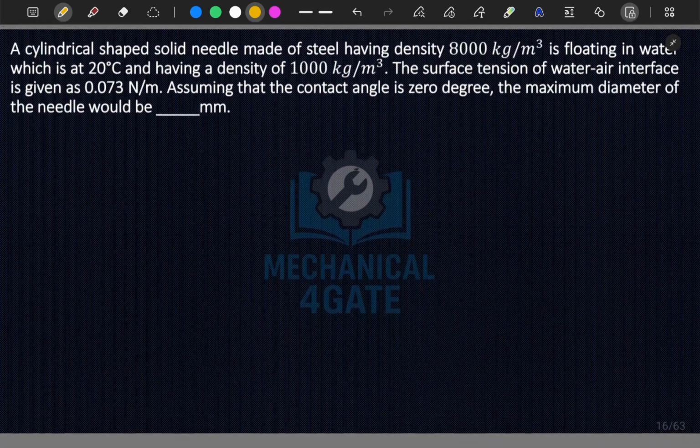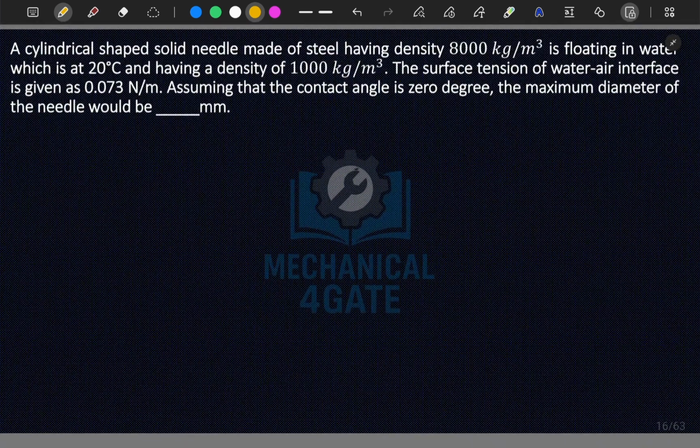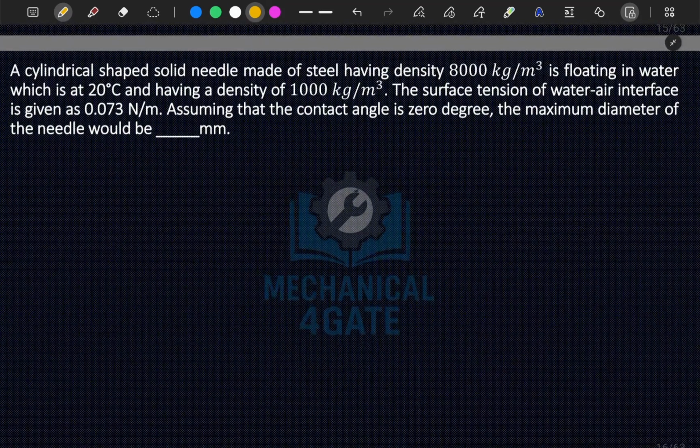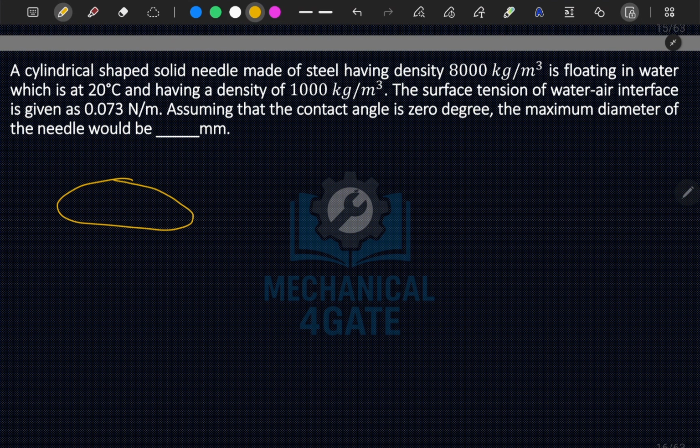A cylindrical solid needle made of steel, having the given density, is floating in water at 20 degrees Celsius, having a density of 1000 kg per meter cube. The surface tension of the water air interface is given. Assume that the contact angle is 0 degree. The maximum diameter of the needle would be? So let's consider a container. Let's say this is the free liquid surface. It's something like this.